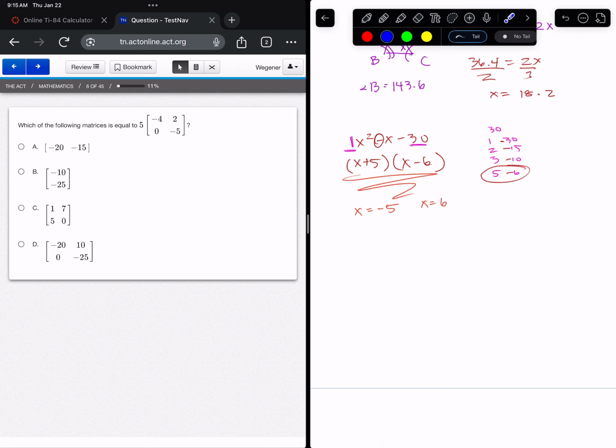All right, so this one is matrix algebra. Which of the following matrices is equal to 5 times the matrix with -4, 2, 0, and -5? Matrix algebra is really, really easy. What you need to do for this one is essentially distribute, okay? So this 5 is going to apply to all of these 4 numbers.